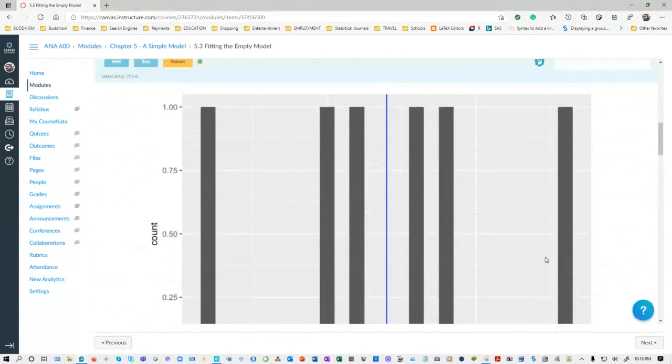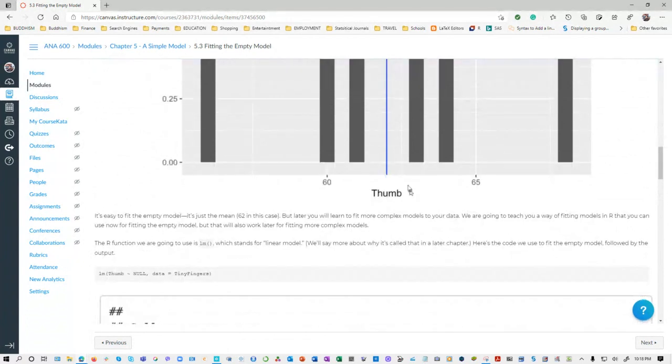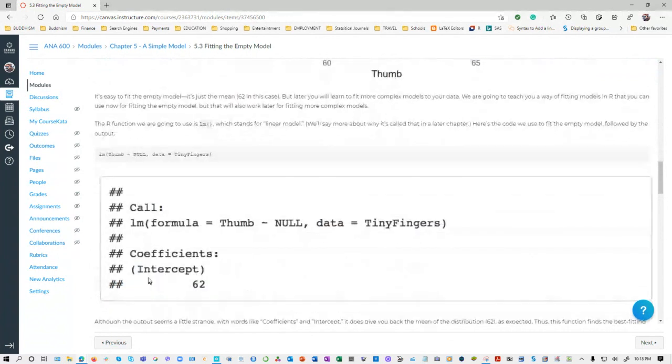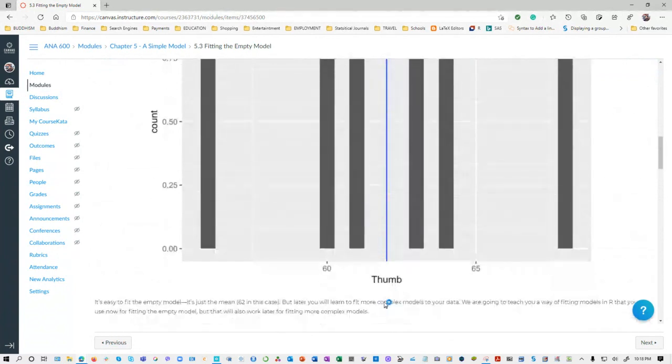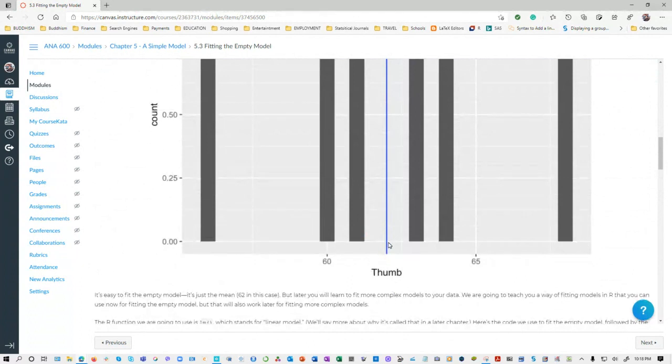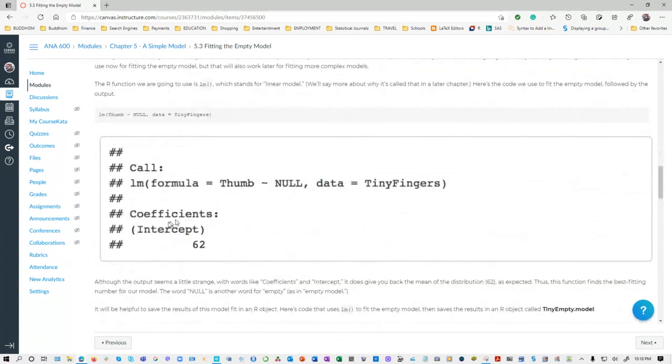What does that mean? Intercept means this same model. It is like a straight line, and that's the x-intercept, where it goes and cuts the axis. That value is nothing but the 62. That value is nothing but what? The average of the thumb length.